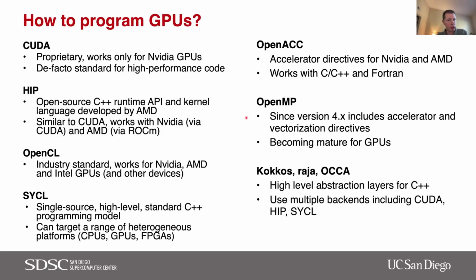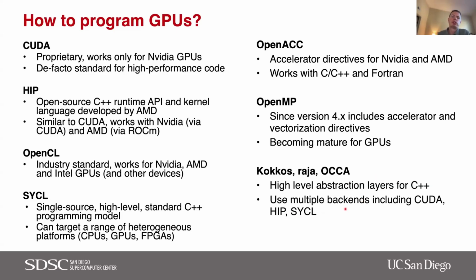So this is becoming more mature than it used to be. It's actually also something useful to look into if you have source code that's Fortran, C, or C++. And then there are high-level abstraction layers for C++, like Kokkos, developed by DOE labs for portability, that basically abstract these lower-level languages via a library that they're developing, and RAJA and others.